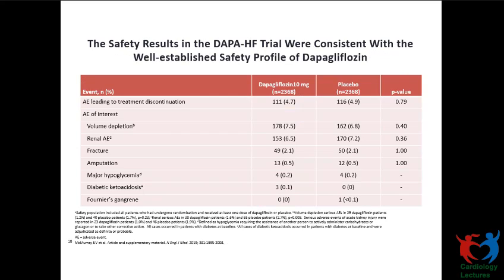Along with that, you can see the safety results in the DAPA-HF trial, consistent with the well-established safety profile of DAPA. For adverse events leading to treatment discontinuation, if you take placebo versus DAPA, there is not much difference. Volume depletion and renal adverse events are almost equal with placebo. And you can see that fracture, amputation, major hypoglycemia, diabetic ketoacidosis, and Fournier's gangrene show not much difference at all when compared to placebo.